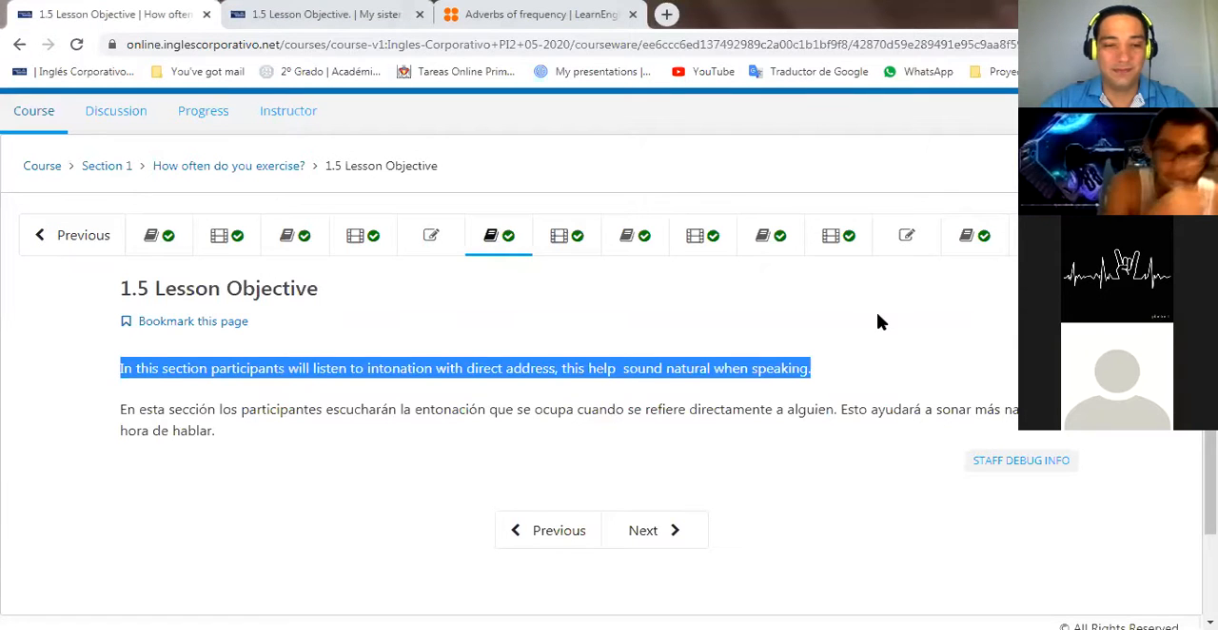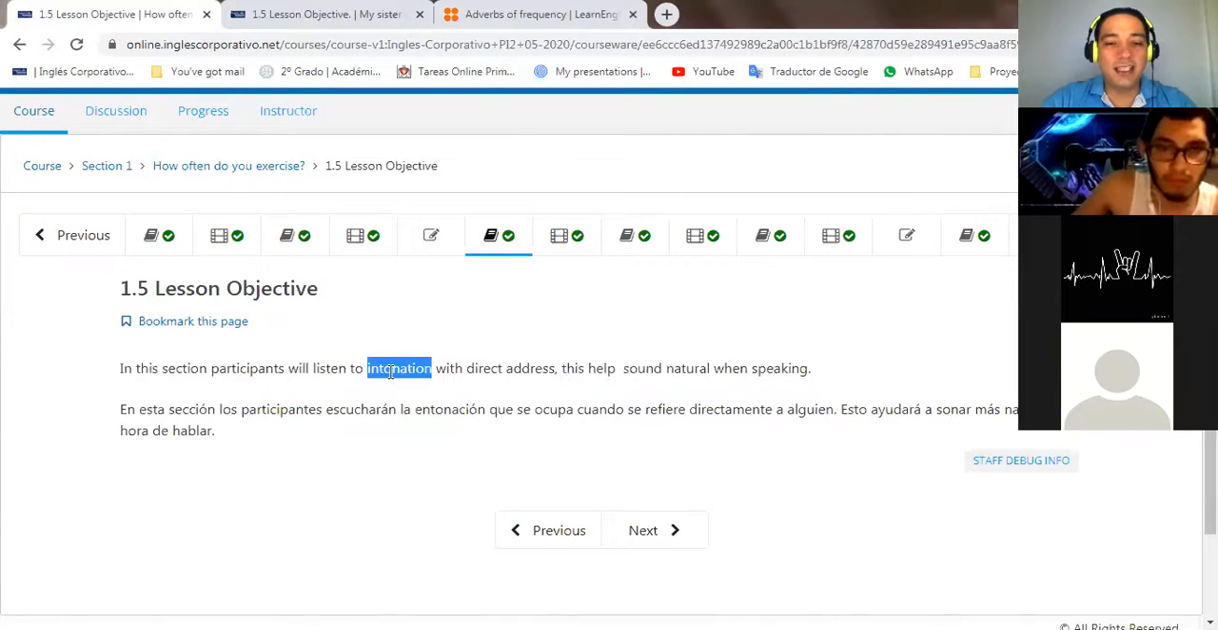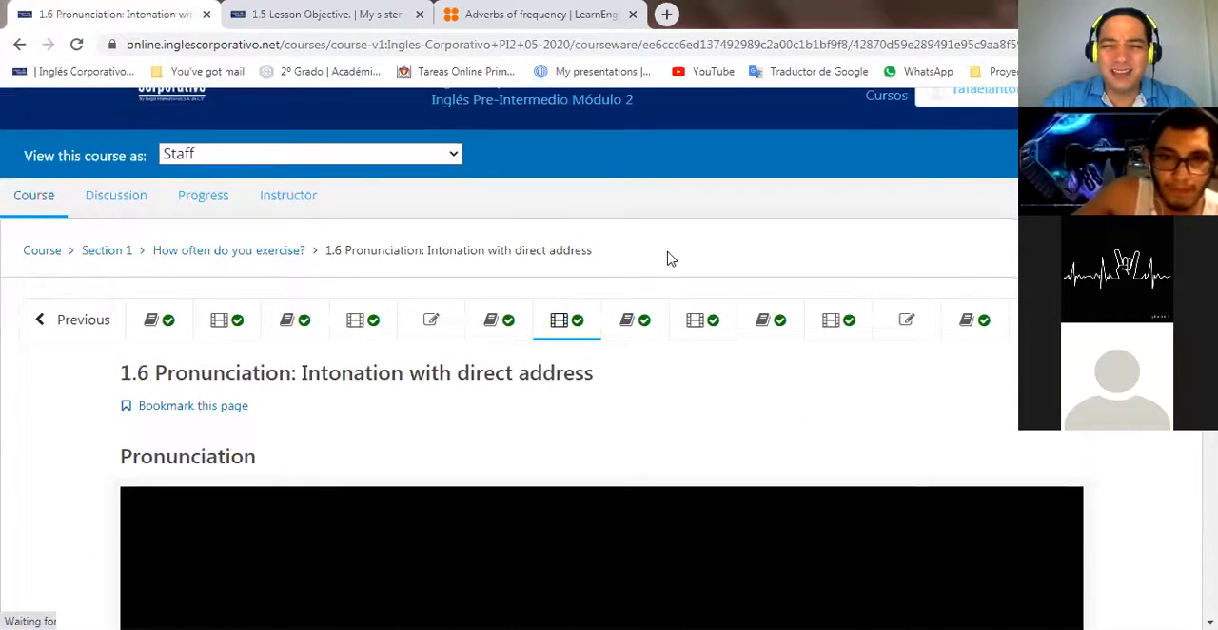Perfect. Okay. In this section, participants will listen to intonation with direct address. This helps sound natural when speaking. Excellent, very good. Repeat, intonation. Intonation. Very good. And yes, there's an S missing here. This helps sound natural when speaking. Natural. Very good, Jose. Okay. So let's go. Let's see what this is about.